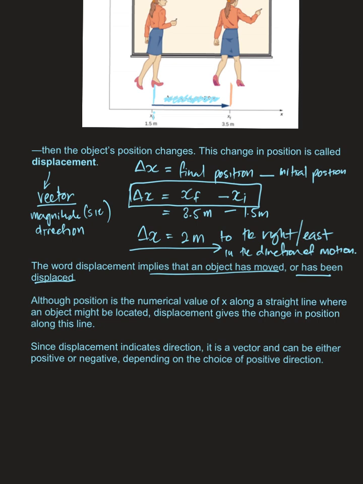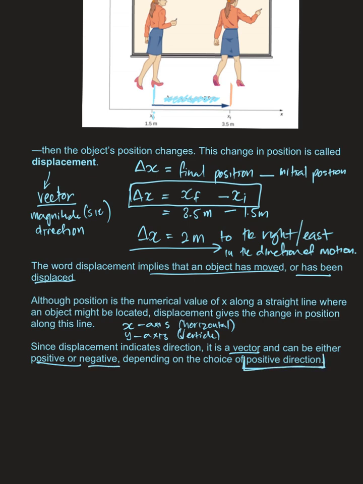Although the position is the numerical value of x along a straight line where the object must be located, displacement gives the change in position along this line. So remember what I said, the line we're talking about is either along the x-axis, which is horizontal, and if it's along the y-axis, it's vertical. But we're going to look mostly at horizontal. Since displacement indicates direction, it is a vector, I said that, and can be either positive or negative, depending on the choice of the positive direction.